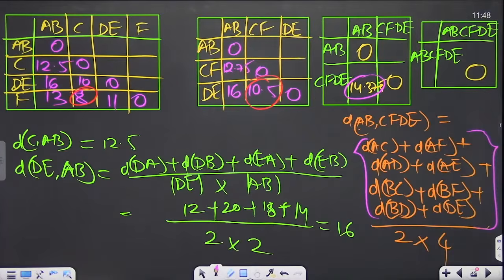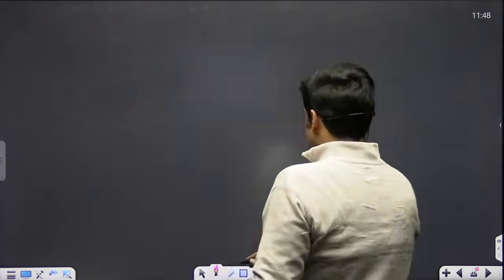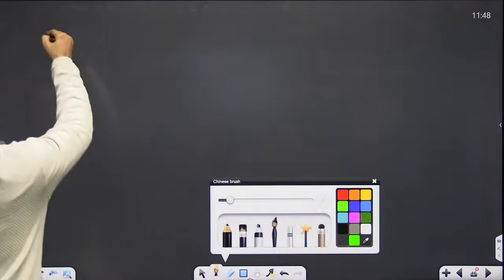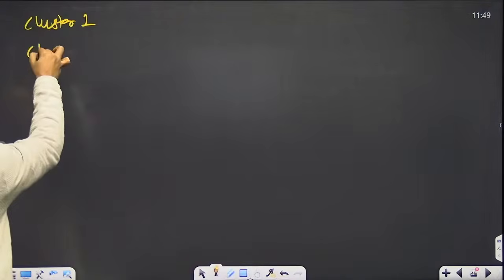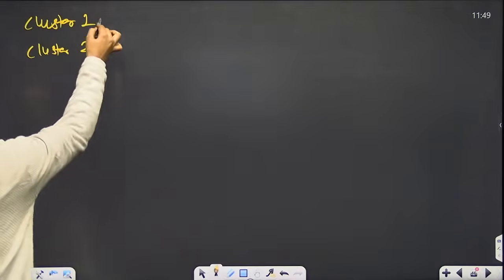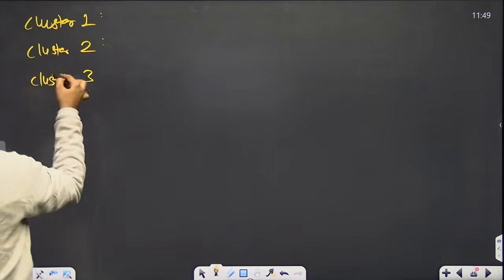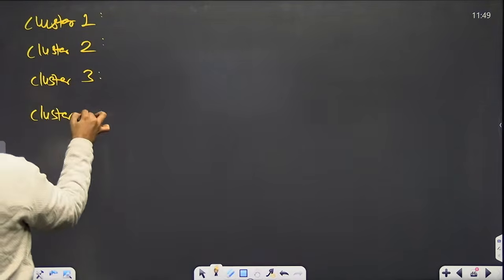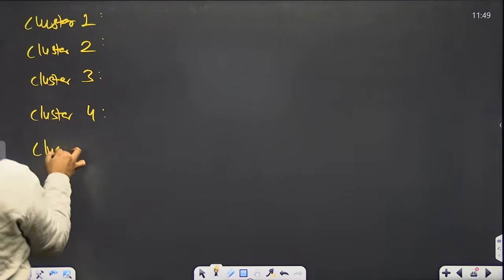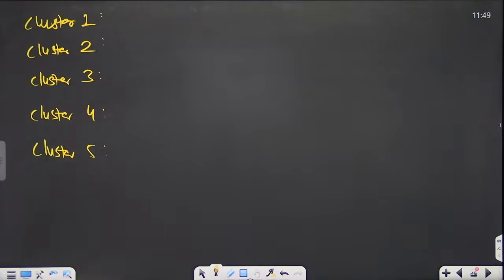Okay, if I want to make the dendrogram, I can just write cluster 1. Then I can write cluster 2. Then what is there in grouping 3 or cluster 3? Then cluster 4 and cluster 5. Okay, done.